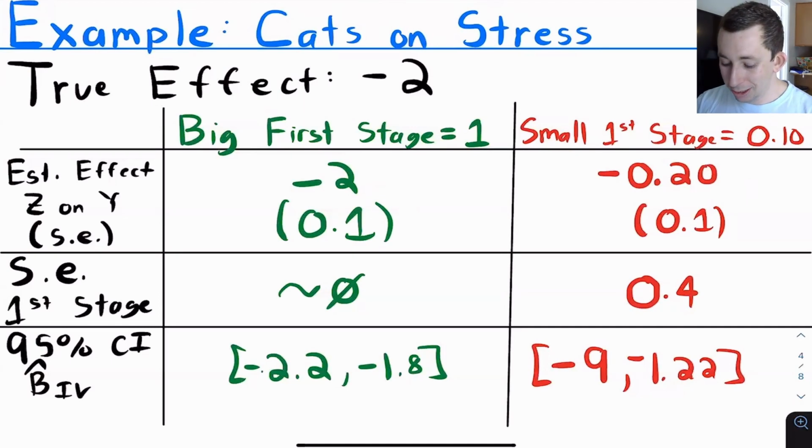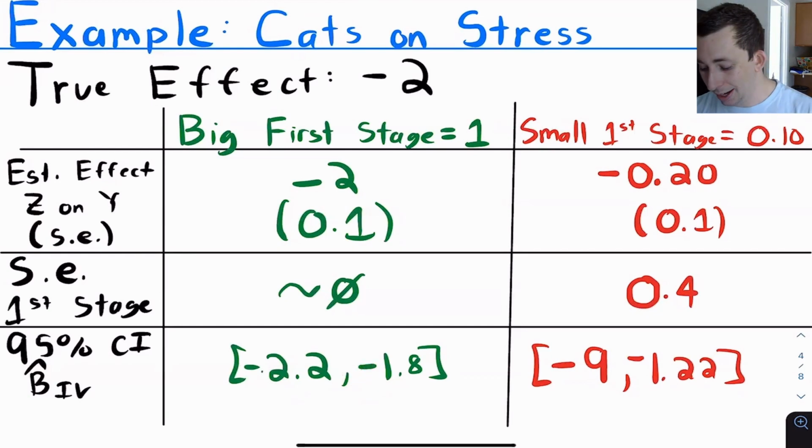Now, if I were to just use these standard errors in order to calculate my confidence interval, what I'm going to get is in the green world, my 95% confidence interval for the estimate of the effect of having a cat on your stress level is going to go from -2.2 to -1.8, which is actually really pretty close to the true effect of -2. And again, we had a large first stage.